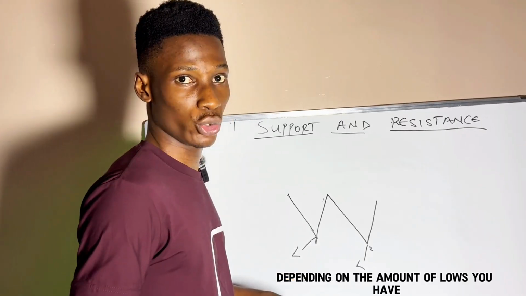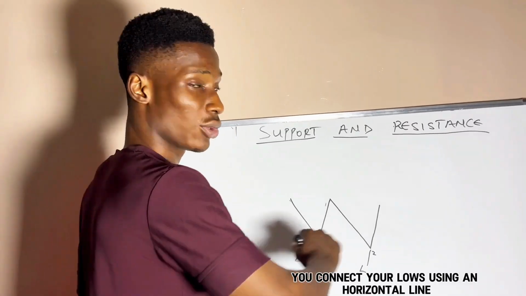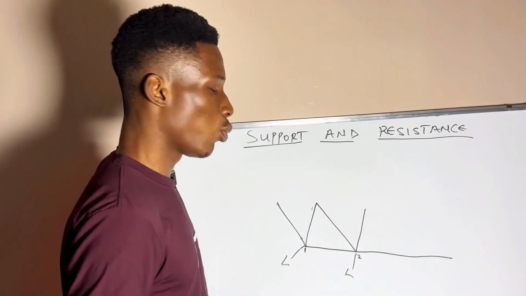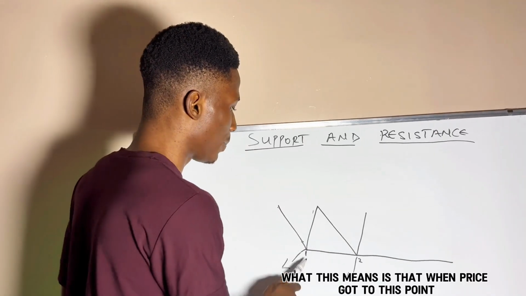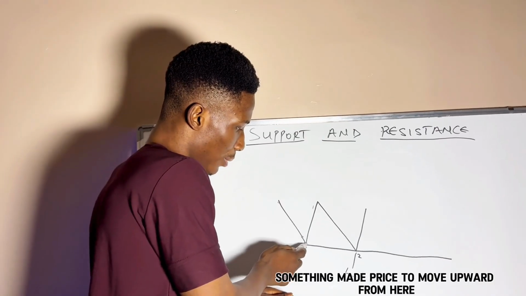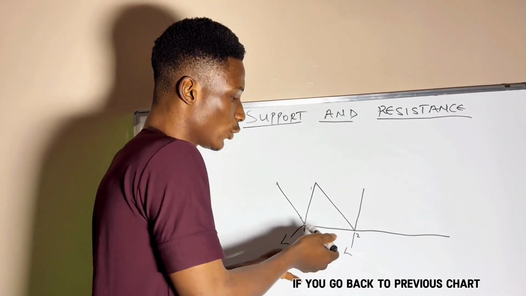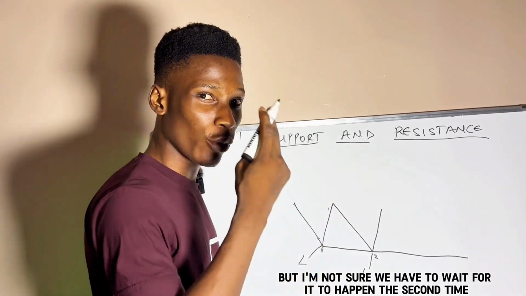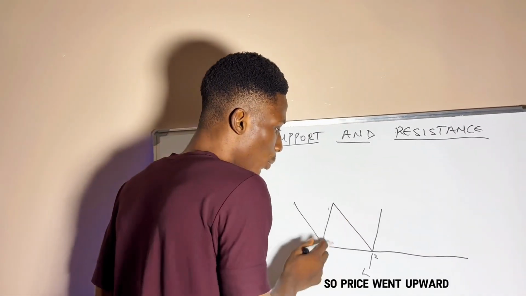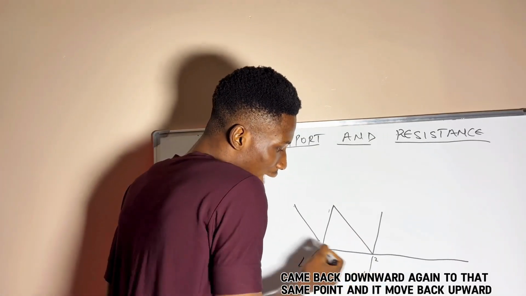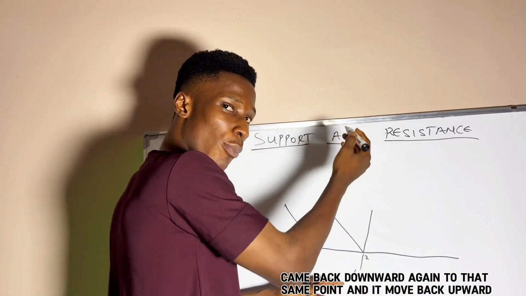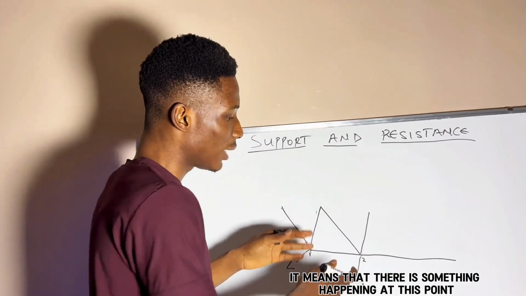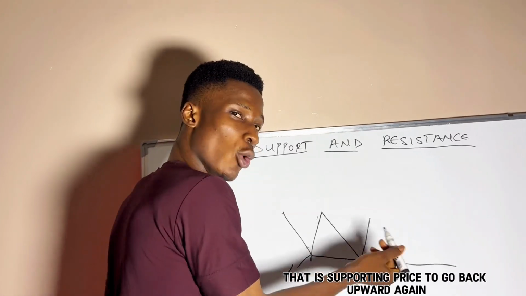Depending on the amount of lows you have, you connect your lows using a horizontal line. What this means is that when price got to this point, something made price move upward from here. If you go back to the previous chart, you might see reasons why price moved up from here, but we're not sure. We have to wait for it to happen the second time. So price went upward, came back downward again to that same point, and it moved back upward. It means that there is something happening at this point that is supporting price to go back upward again.